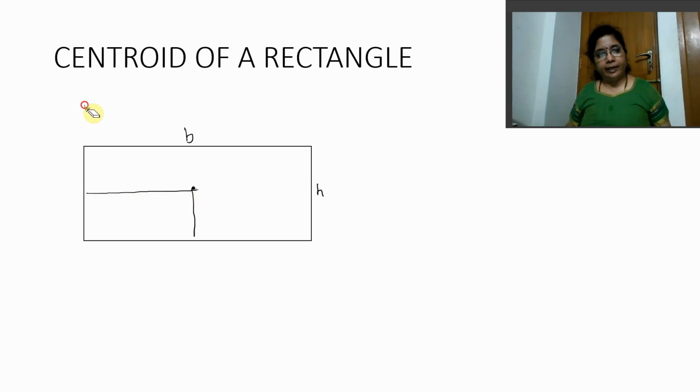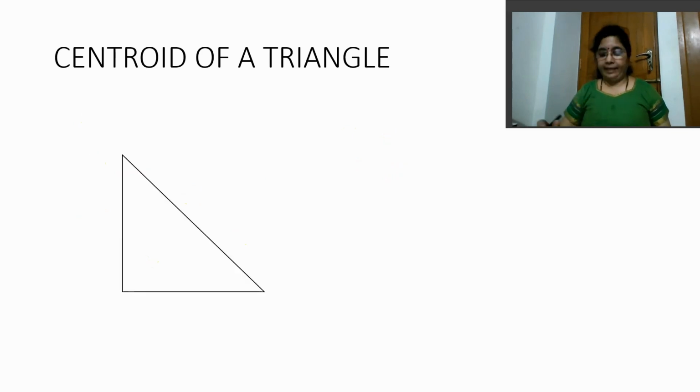Assuming this is my y-axis and this is my x-axis, my centroid's x-coordinate is going to be b by 2 and the y-coordinate obviously is going to be h by 2. So locating the centroid for a rectangle is straightforward. Now let us go into the triangle.